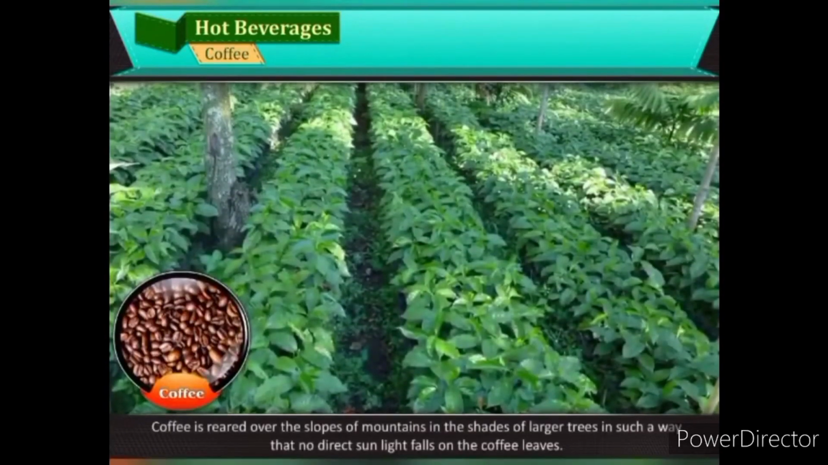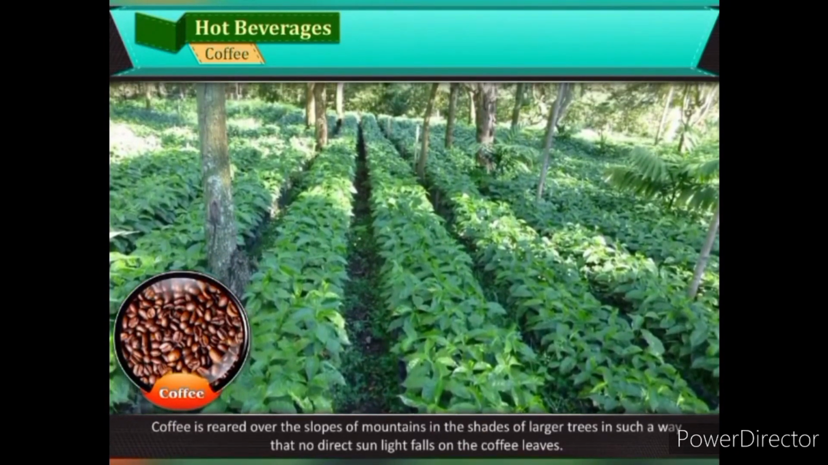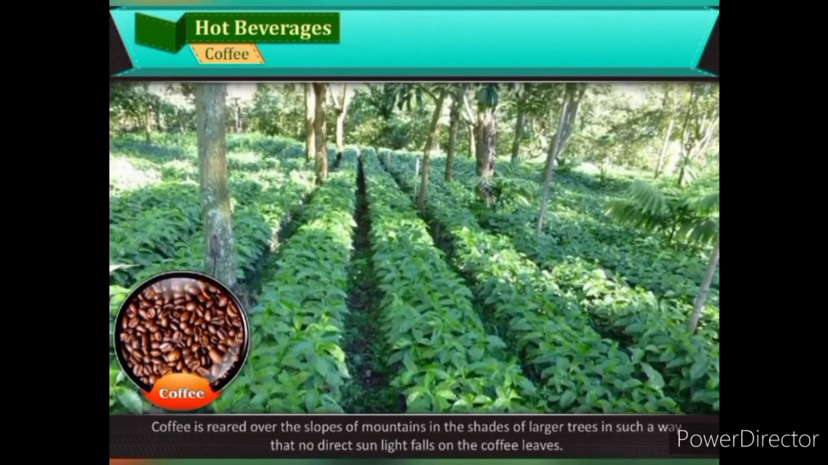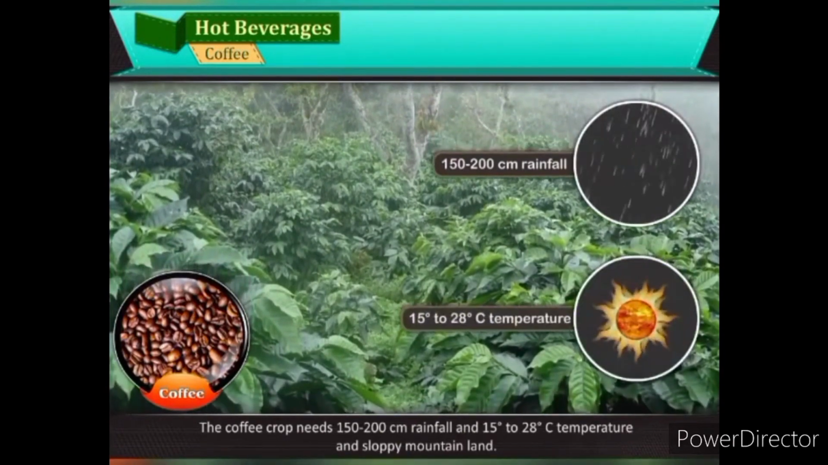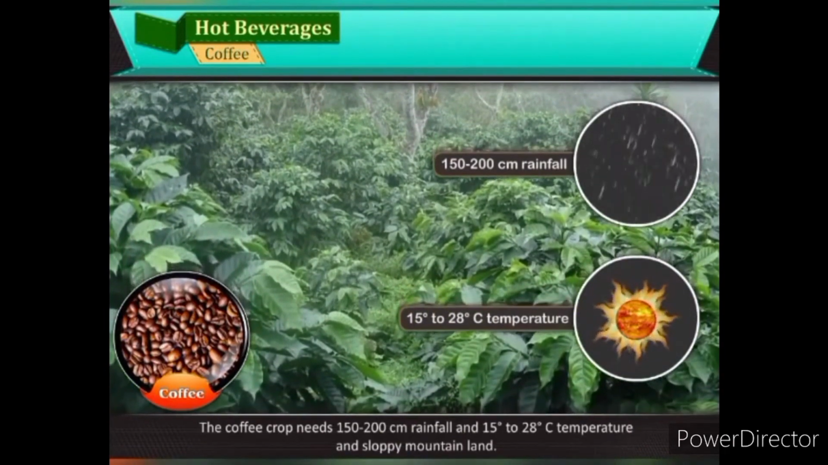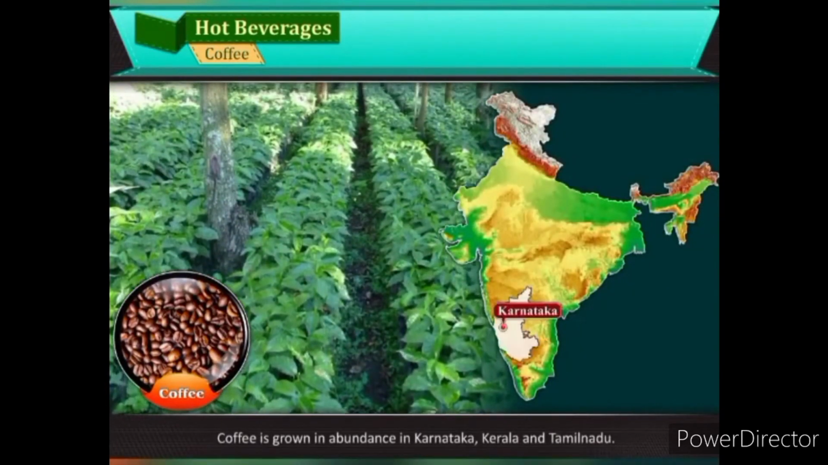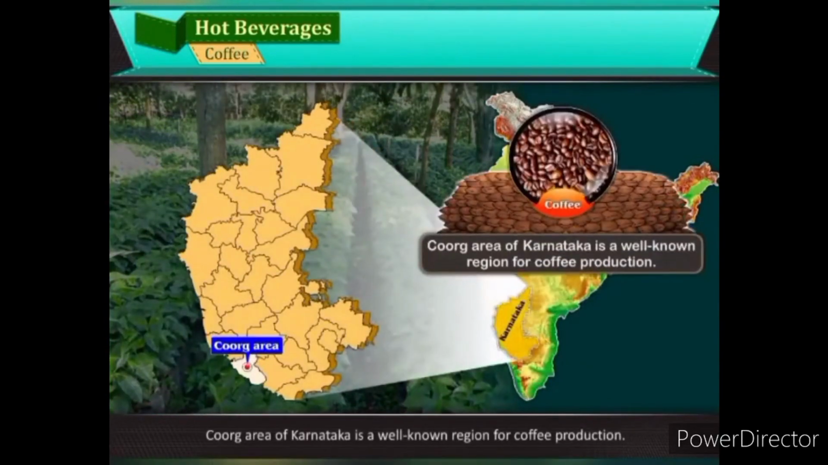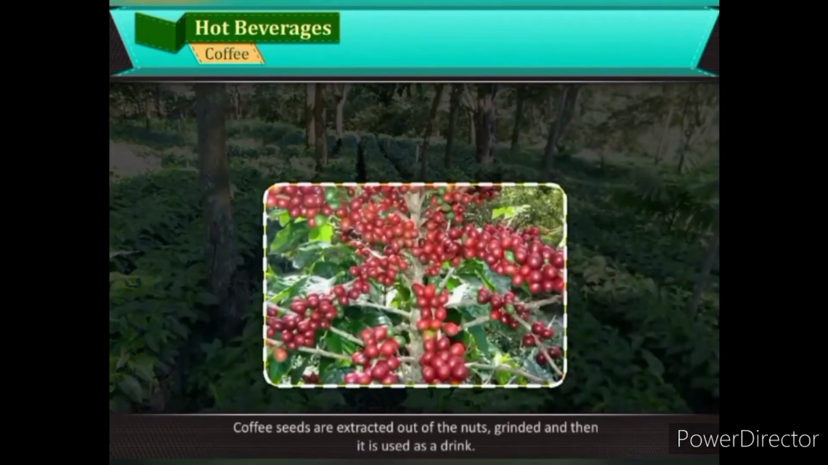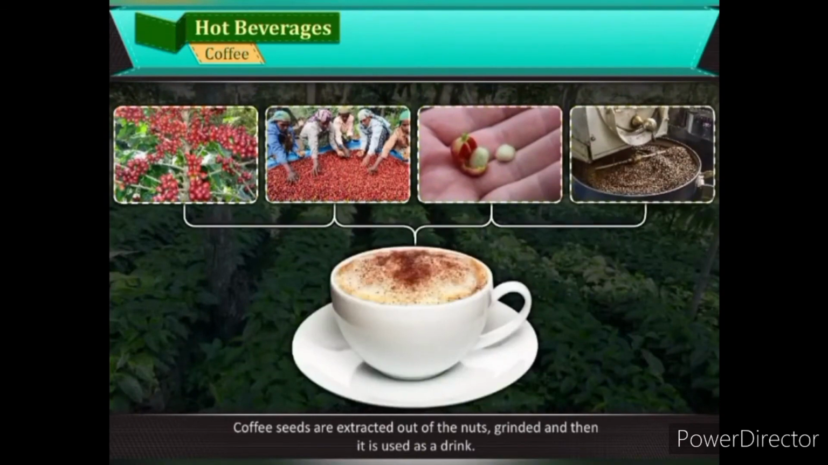Coffee. Coffee is reared over the slopes of mountains in the shades of larger trees in such a way that no direct sunlight falls on the coffee leaves. The coffee crop needs 150 to 200 centimeter rainfall and 15 to 28 degrees Celsius temperature and slopy mountain land. Coffee is grown in abundance in Karnataka, Kerala and Tamil Nadu. Coorg area of Karnataka is a well-known region for coffee production. Coffee seeds are extracted out of nuts, grinded and then it is used as a drink.